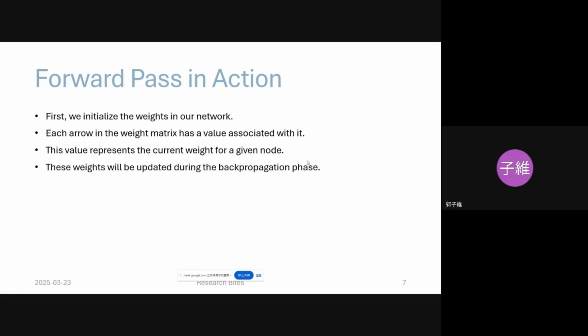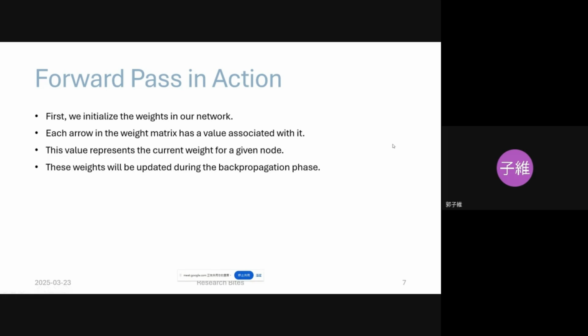Okay, the forward pass in action. Oh, oh no, the image is not here. Okay, sorry guys, I forgot to paste the image. Okay, just use your imagination on this one.